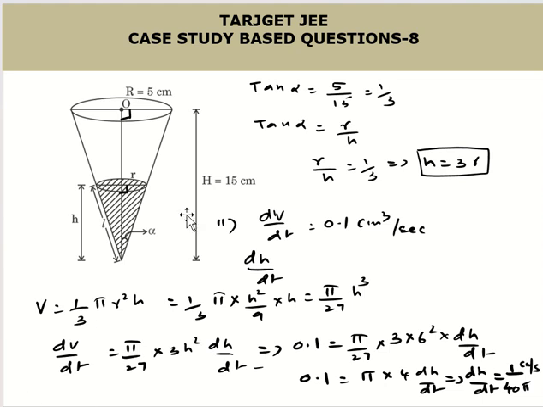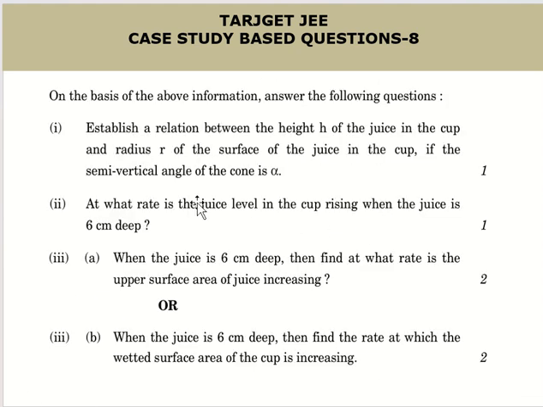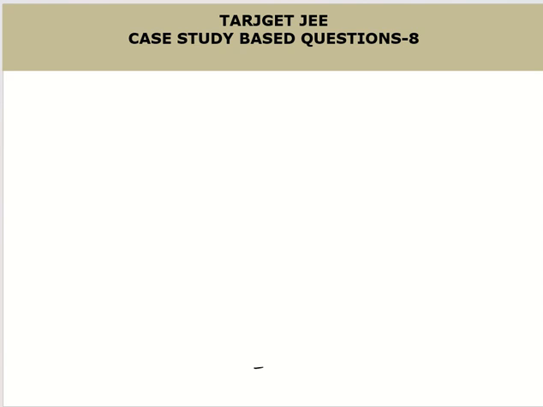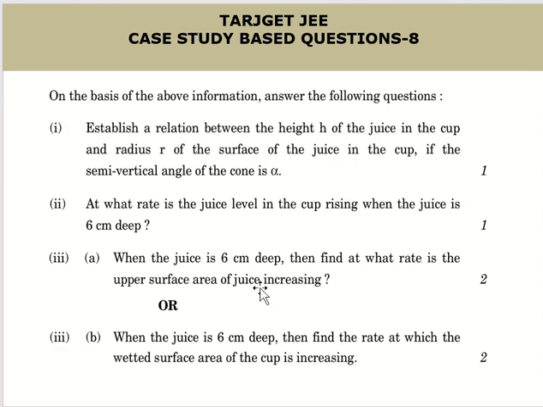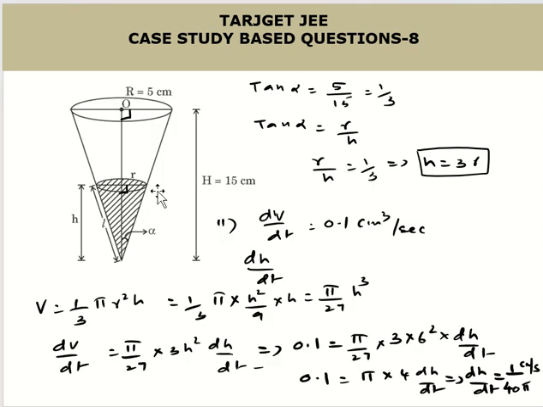So that is the rate at which the juice level is increasing at an instant when the juice is 6 centimeters deep. Then the third subdivision is, when the juice is 6 centimeters deep, find the rate at which the upper surface of the juice is increasing. So h is equal to 6 centimeters. They are asking for the rate at which the upper surface area is increasing. The upper surface of the juice is a circle.